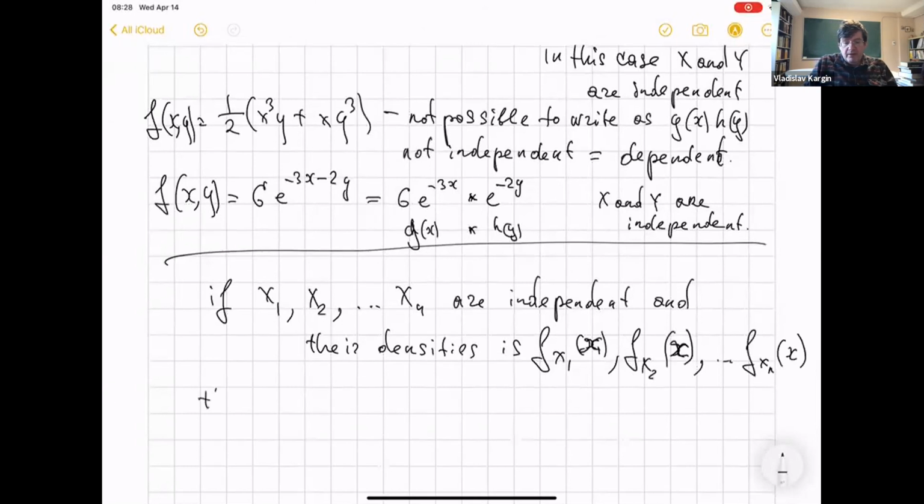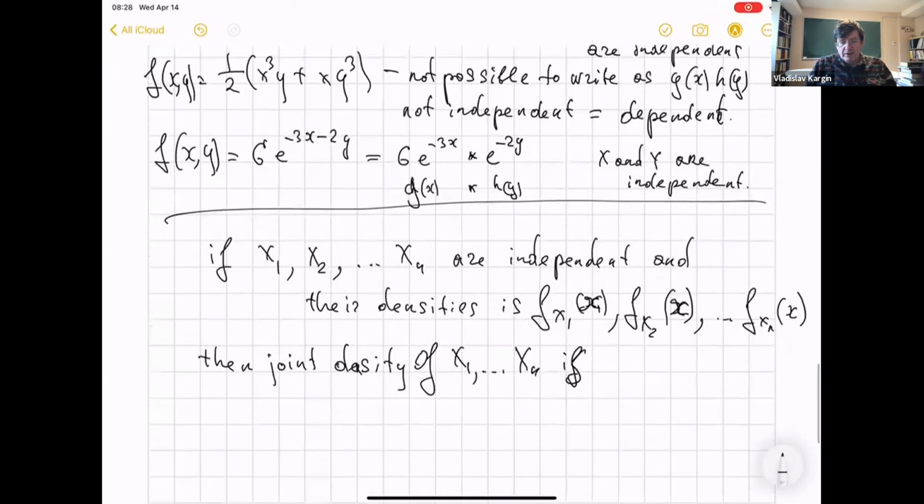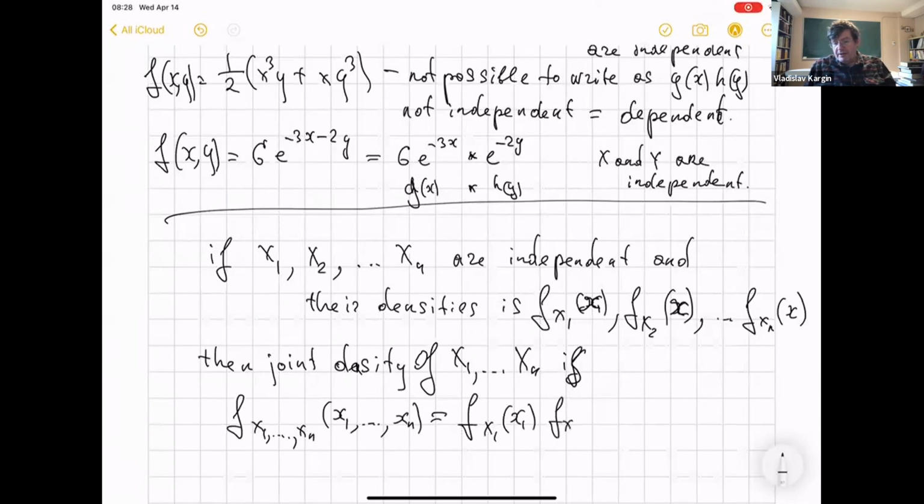Then the joint density of X1, ..., Xn is the product of these. So it's f of X1, ..., Xn of x1, ..., xn, where these are now different random variables, and you write it as a product. So it's f of X1 of x1 multiplied by f of X2 of x2, multiplied many times, up to f of Xn of xn.